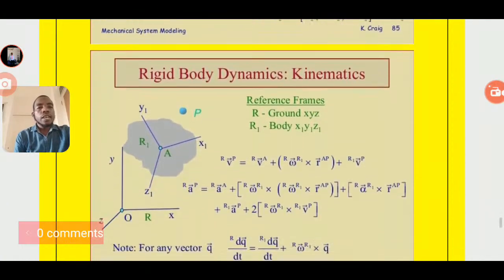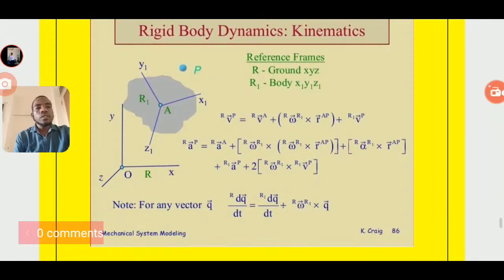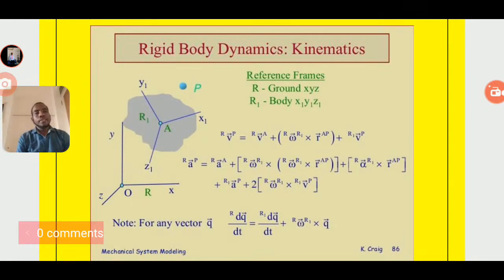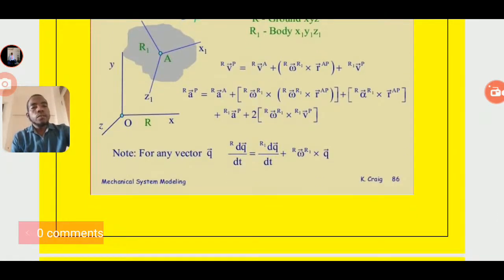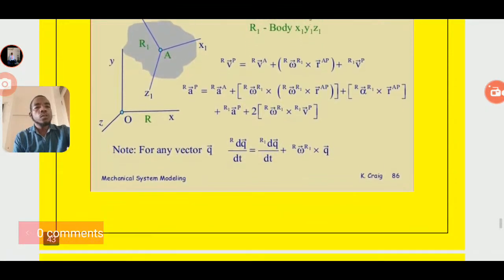The other topic is rigid body dynamics, that is known as kinematics. Reference frames are the ground x, y, z, and the rigid body x1, y1, z1. So this is the 3D body diagram, that means x, y, and z. These are all the formulas. For any vector q, the cross product formula is also there, the crossing of the vectors.